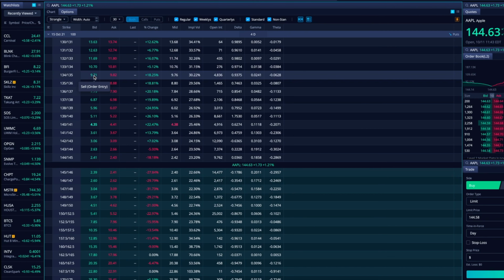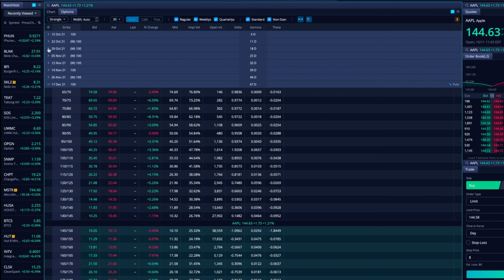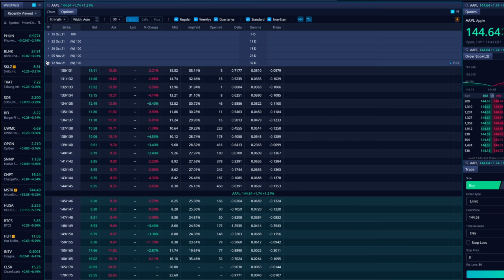Okay, so if I think Apple's going to be volatile through the end of the month, then I might want to move this out to, let's say, early to mid-November, or a month or two out, just to give me some time for this to happen. Now, of course, it's potentially going to be more expensive, and it's potentially going to alter your break-even points and your max loss and your max profit points, but that could be something you want to take into account.